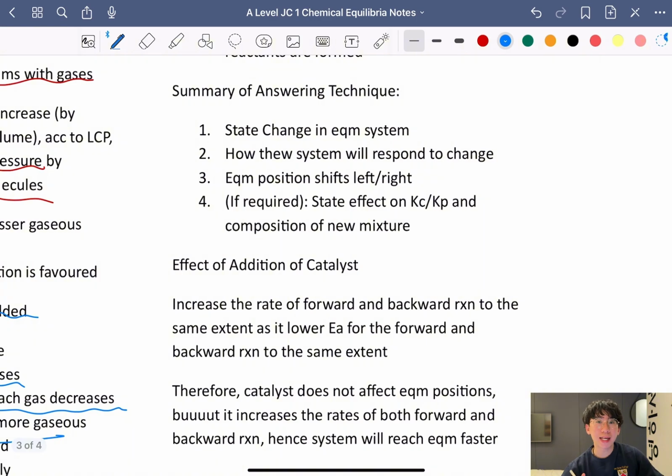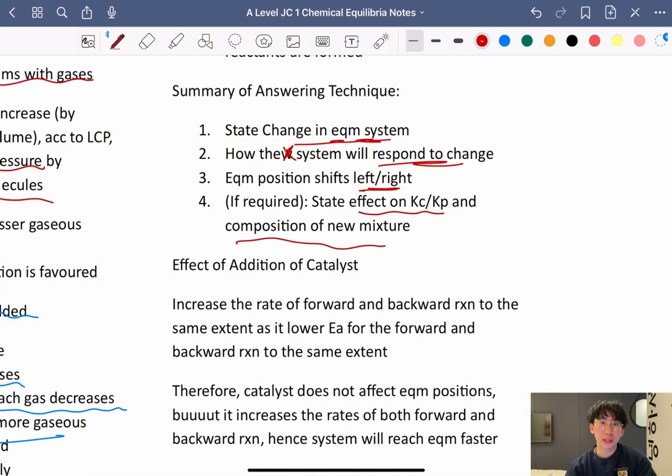So here's a summary of the answering technique whenever you have to answer a chemical equilibria question with regards to Le Chatelier's principle. Number one, you want to state the change in the equilibrium system. Number two, you want to state how the system will respond to the change, which is the counteracting of the change itself. Number three, you want to state where the equilibrium position shifts, whether it's to the left or to the right. And number four, if it is required, you have to state the effect on Kc or Kp and the composition of the new mixture.